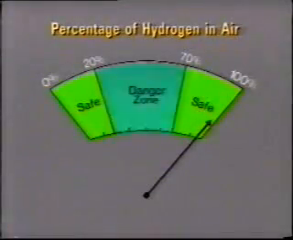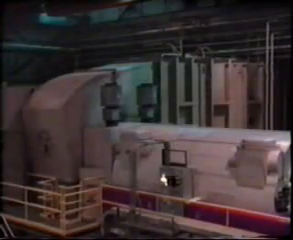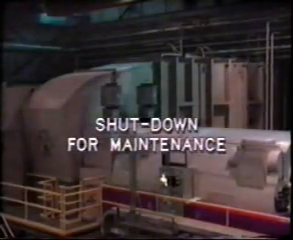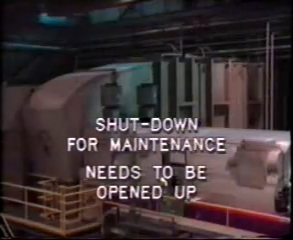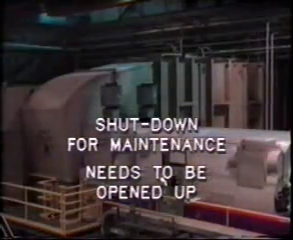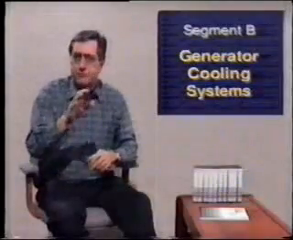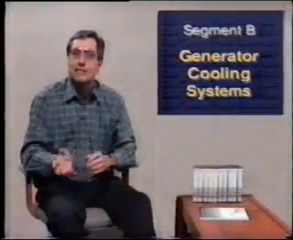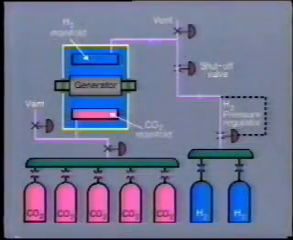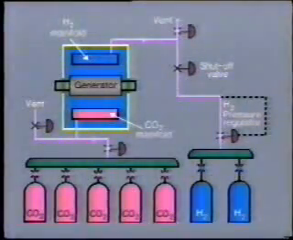But what about the mid-range? Well, this potential problem occurs when the generator is shut down for maintenance and we need to open it up for inspection. How can we discharge the hydrogen without it coming into contact with air in the explosive range? You will remember that we talked about this in an earlier tape. The problem is resolved by eliminating the possibility of hydrogen and air coming into contact with each other inside the generator. First, the generator is purged of hydrogen by filling it with CO2 under pressure.